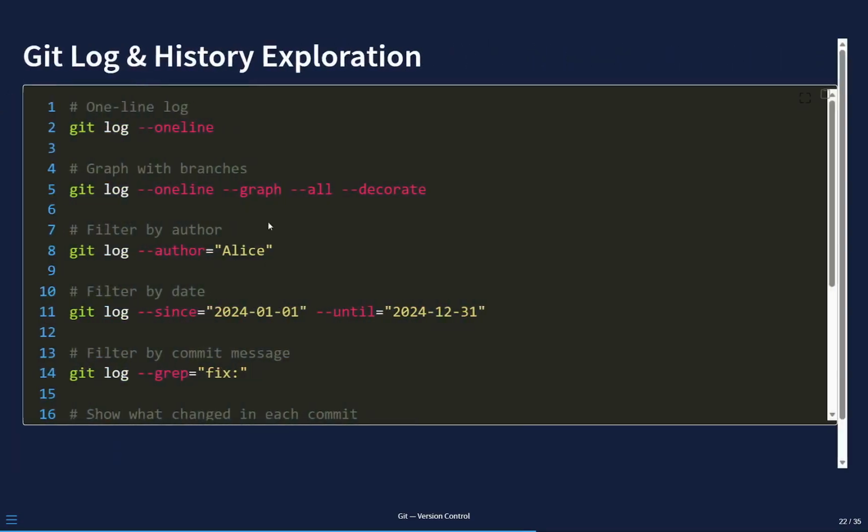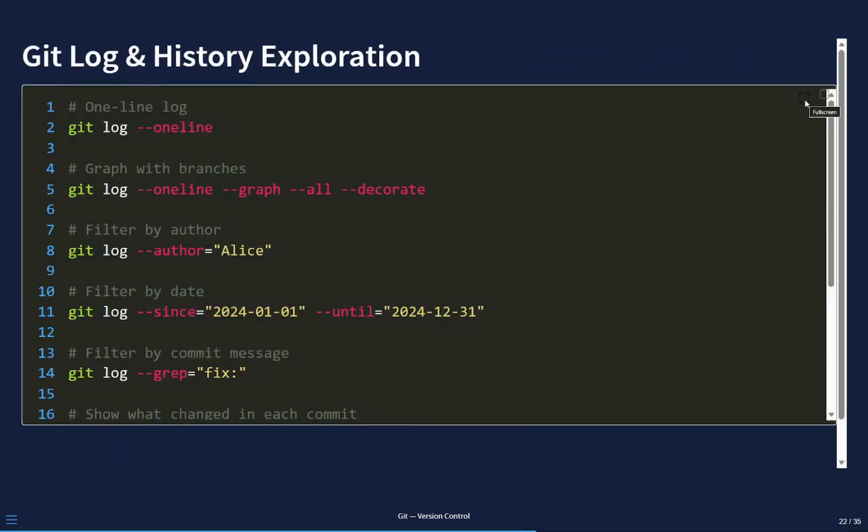Next, git log is one of the most versatile commands in Git. Most people only ever use the bare git log, but the filtering options make it a powerful investigation tool. git log --oneline gives a compact one-line-per-commit summary, the short hash and the commit message. This is what you will use most often for a quick glance at history.